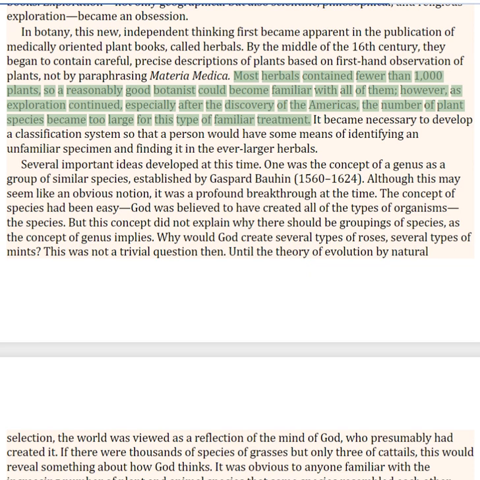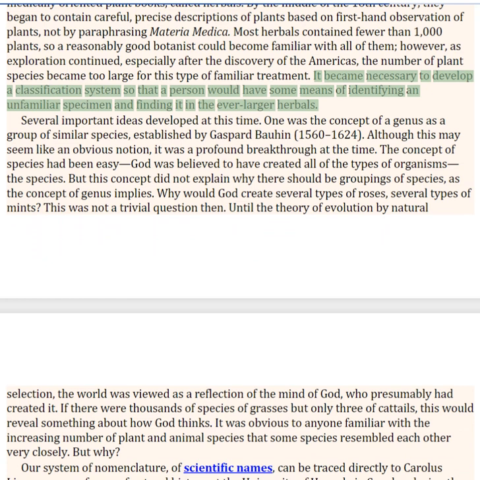Most herbals contained fewer than 1,000 plants, so a reasonably good botanist could become familiar with all of them. However, as exploration continued, especially after the discovery of the Americas, the number of plant species became too large for this type of familiar treatment. It became necessary to develop a classification system so that a person would have some means of identifying an unfamiliar specimen and finding it in the ever larger herbals.